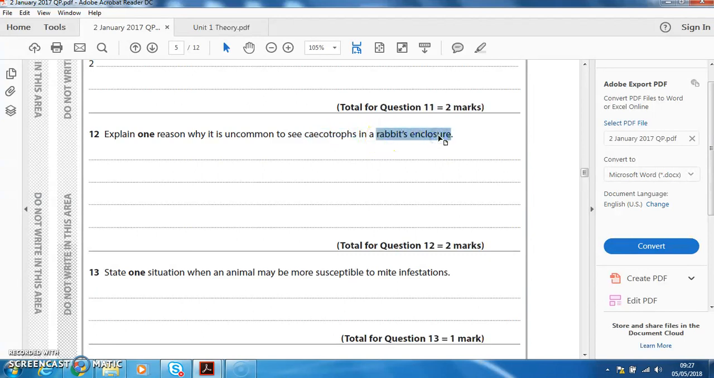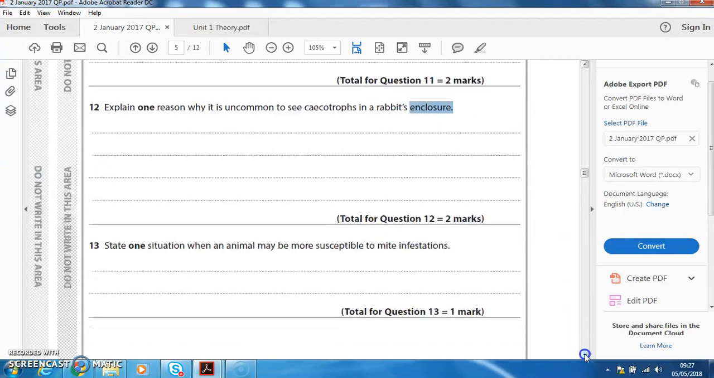However, in a rabbit enclosure we feed it pellets and good quality food, so the answer is it gets the nutrients from its food first time because we give it good quality food in its cage.